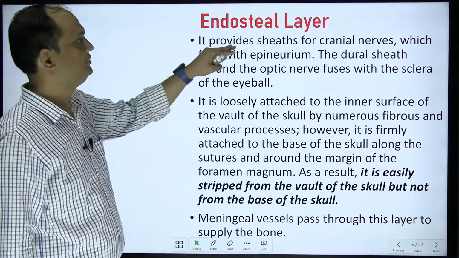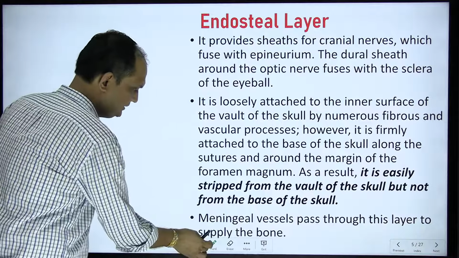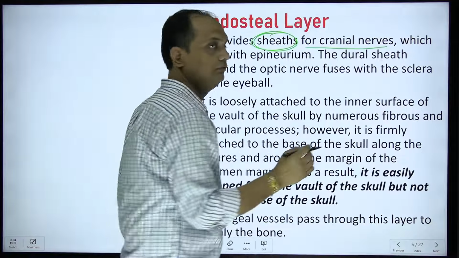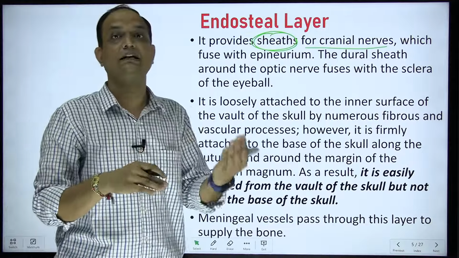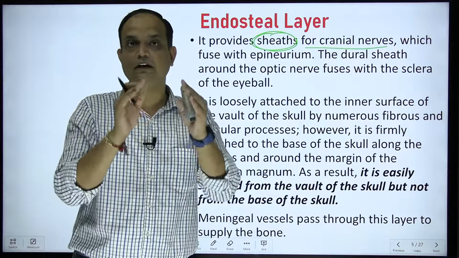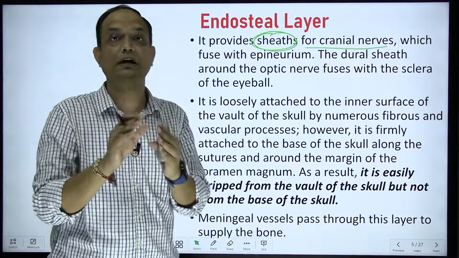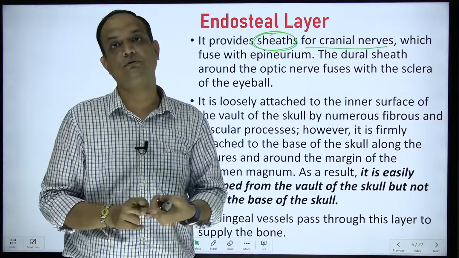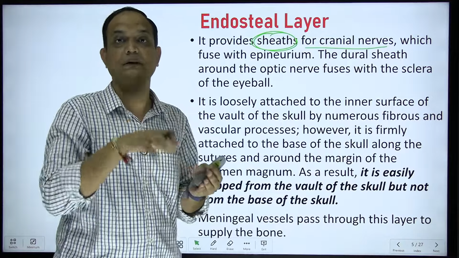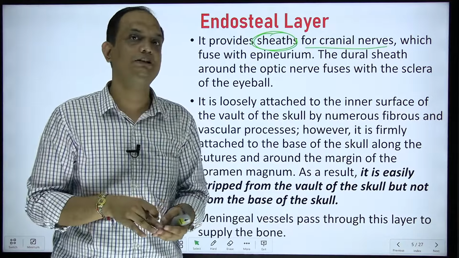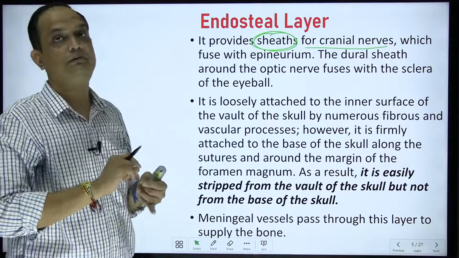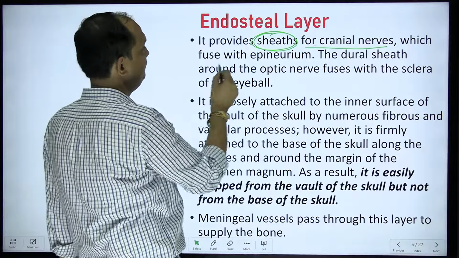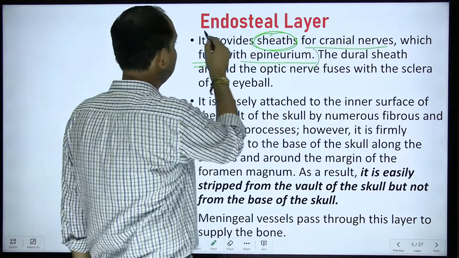Now it provides a sheath for the cranial nerves. Now this is something important. You have this question so many times, when we are talking about the sheath around the cranial nerves. Now this sheath is something else other than the covering of the nerve. जब आप nerve की covering पढ़ते हैं तो आप पढ़ते हैं endoneurium, perineurium, epineurium. Now this is something else other than epineurium. It is the outer sheath of your cranial nerves which are passing or piercing the skull bone. And when they are piercing the skull bone to come out, this endosteal layer will prolong and form a tubular sheath. So it provides the sheath which fuses with the epineurium. So it is other than epineurium.